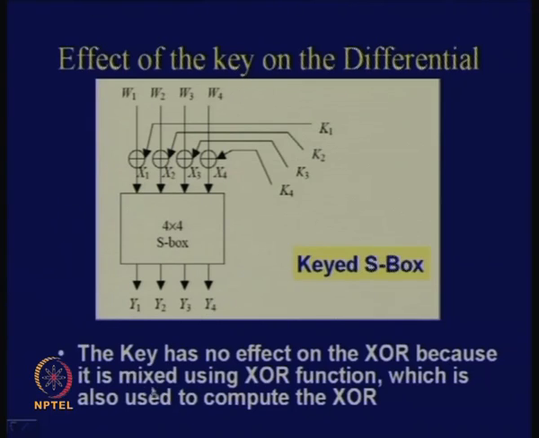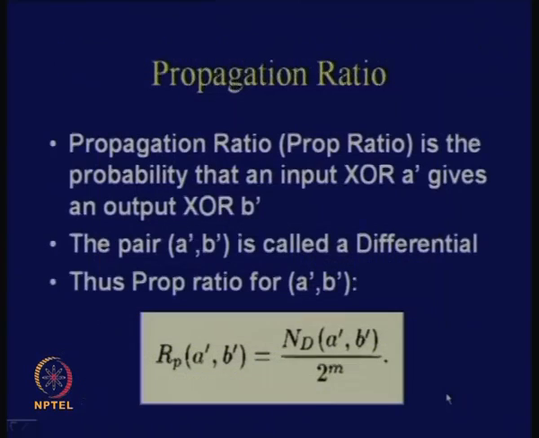So the key has got no effect on the differential. The key mixing has got no effect on the XOR because it is mixed using an XOR function, which is also used to compute the differential. So therefore the differential passes, that is the point.